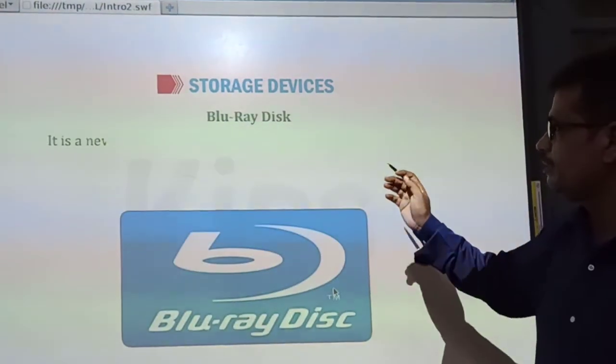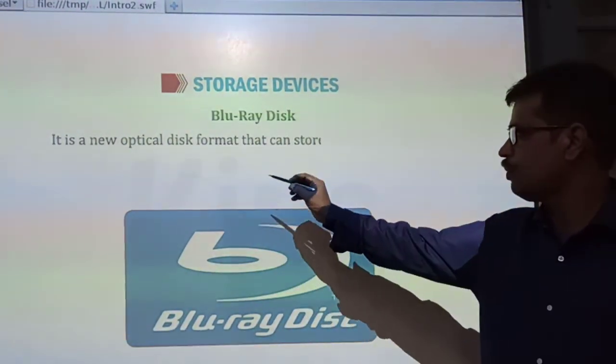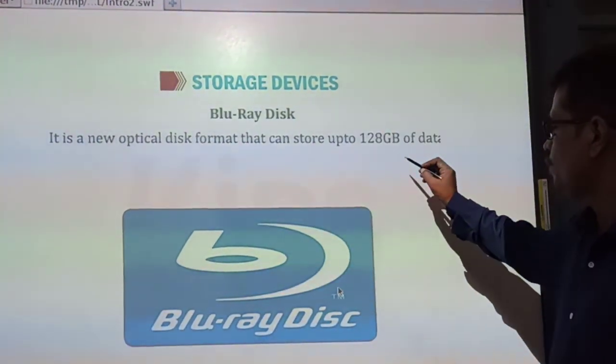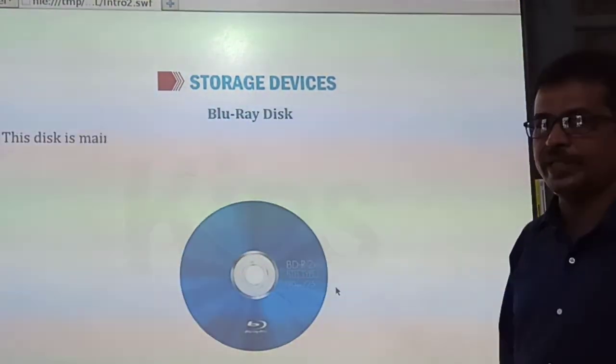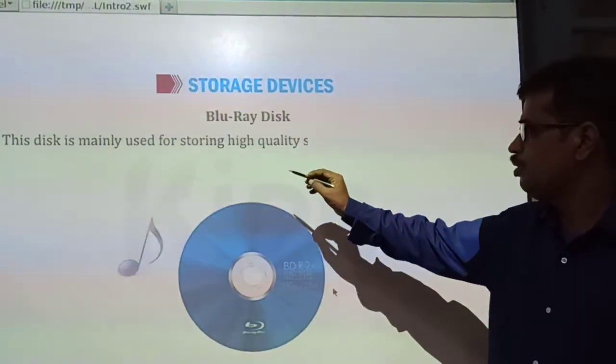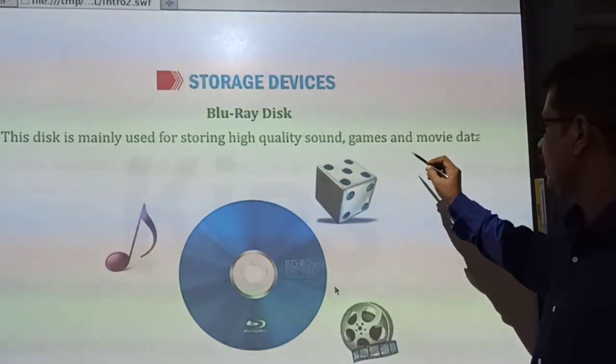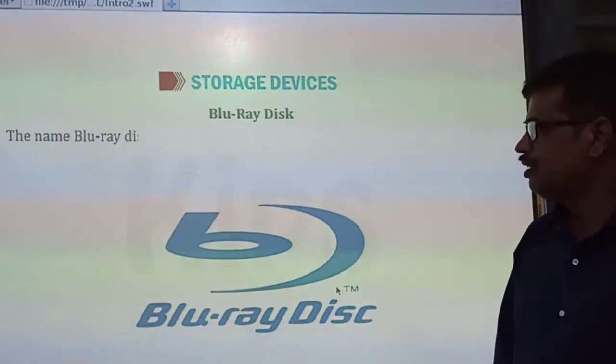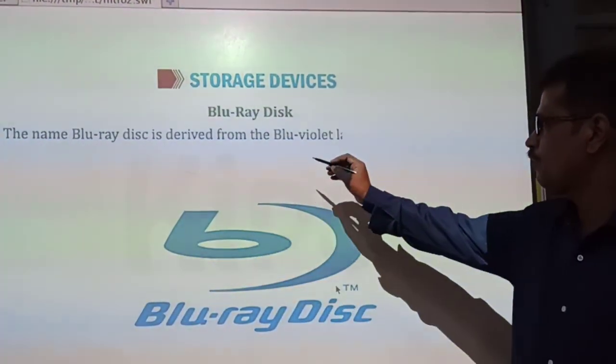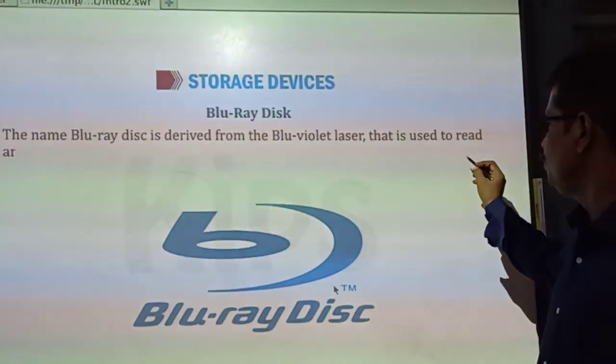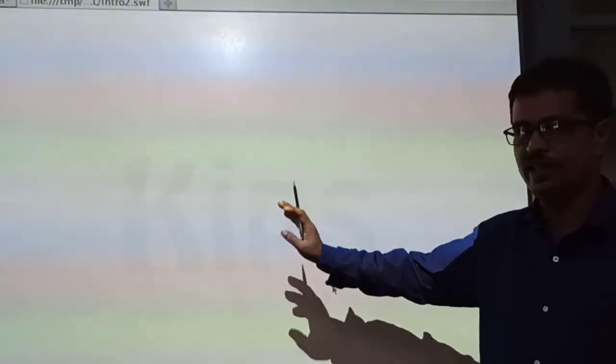Now another storage device is Blu-ray disc. It is a new optical disc format that can store up to 128 GB of data. This disc is mainly used for storing high quality sound, games, movies, etc. The name Blu-ray disc is derived from the blue-violet laser that is used to read and write data on it.